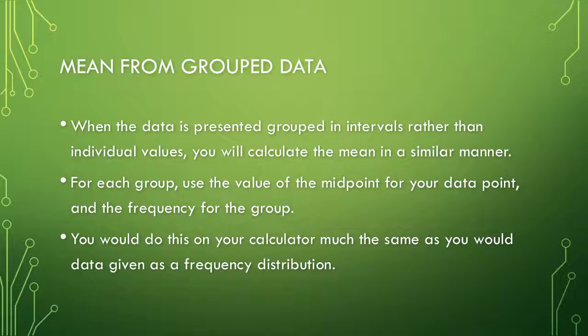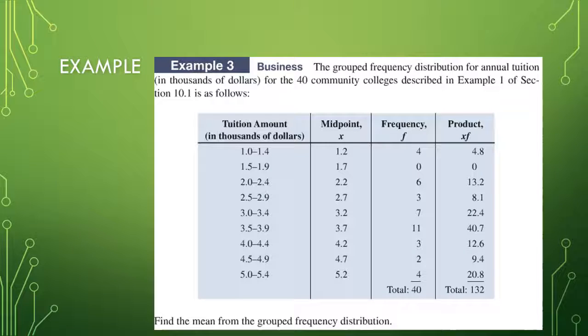And you can do this on your calculator the same way. It's just that in list 1 you're going to list the midpoints, and in list 2 you're going to list the frequencies. So why don't you pause the recording and give this one a try. This is a grouped problem, and you'll notice that they already found the midpoint for the intervals for you. They've got the frequency, and then the product is the midpoint times the frequency. It's really similar to the last problem. They're giving you a lot of the information. Pause the recording, give it a try, and resume to check your answer.